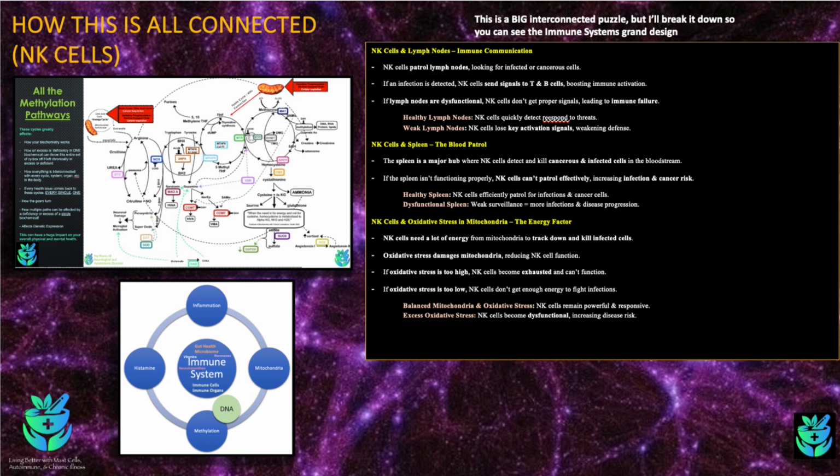If oxidative stress is too high, the natural killer cells become exhausted and cannot function. If oxidative stress is too low, natural killer cells don't get enough energy to fight infections. So balanced mitochondria and oxidative stress results in the natural killer cells remaining powerful and responsive. But excessive oxidative stress will result in the natural killer cells becoming dysfunctional and increasing your disease risk.